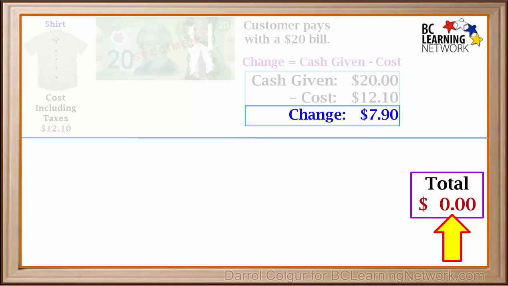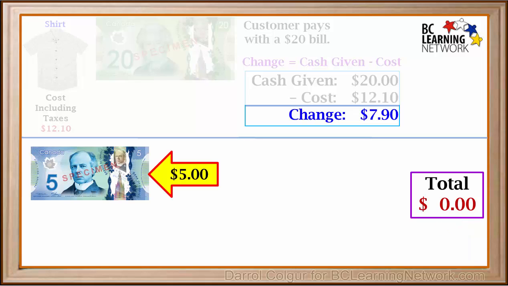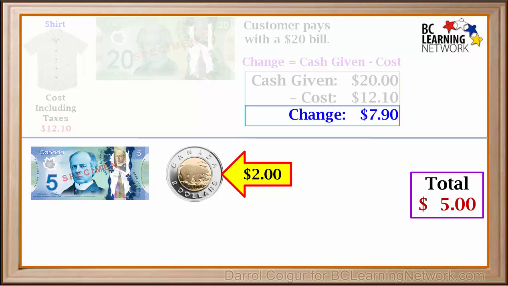The largest denomination that fits into $7.90 is a $5 bill. So we take out a $5 bill, which brings our total to $5 so far. The next largest denomination we can add is a toonie. So we add a toonie, which brings our total change to 5 plus 2 equals $7.